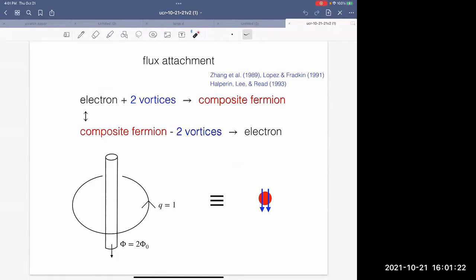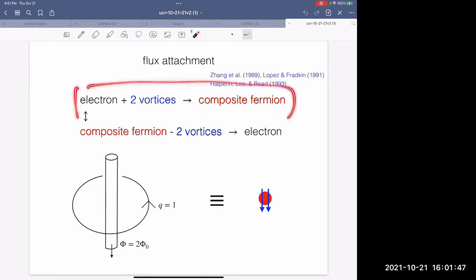So I want to do something similar here. I want to consider another electron, and if I form the composite with two vortices, the collective state won't be a boson, but instead it's going to be some sort of new fermion. I'm going to call that new fermion a composite fermion.